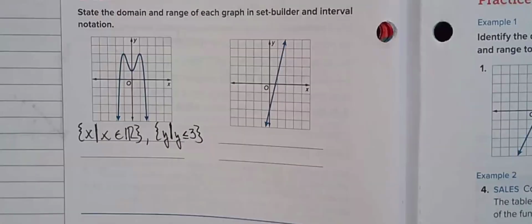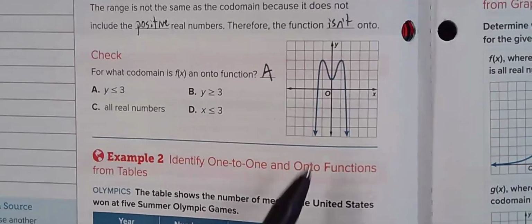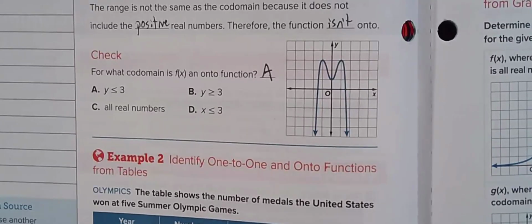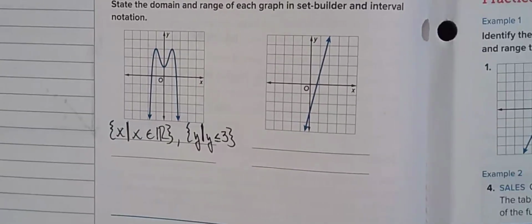I feel like we saw that graph yesterday. Yeah, we did. It's right here, at the top of page 4. That's the same one. So that is our set builder notation for domain and range.